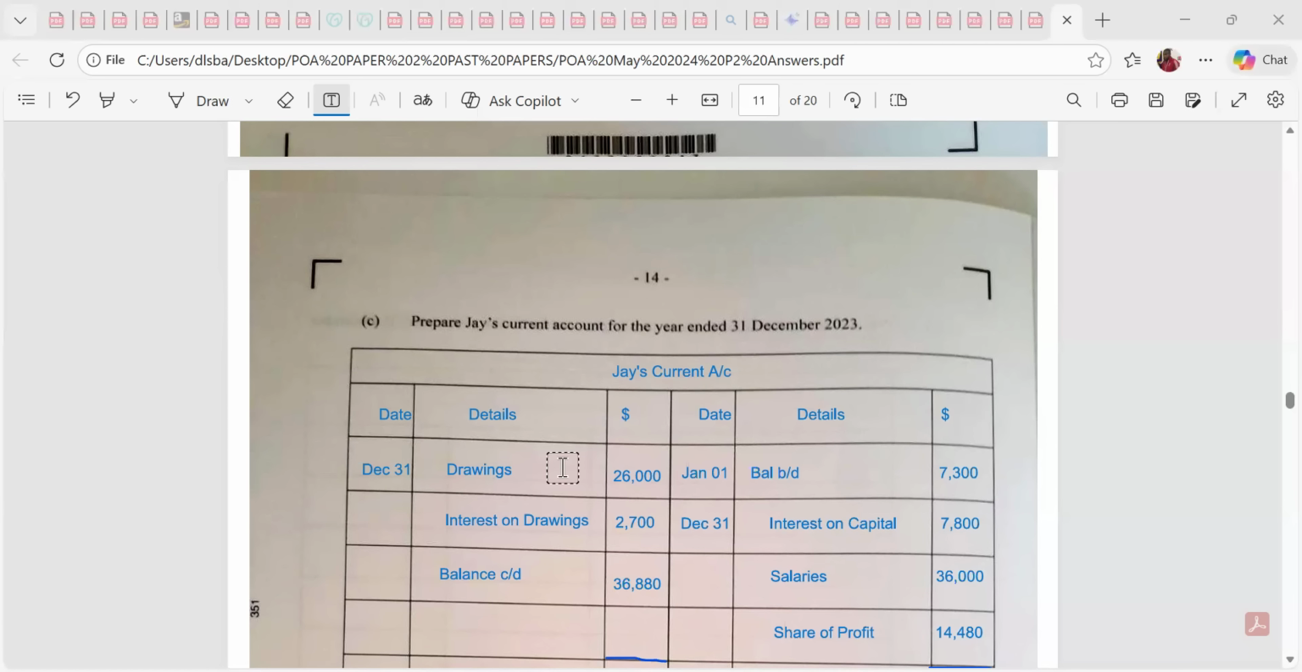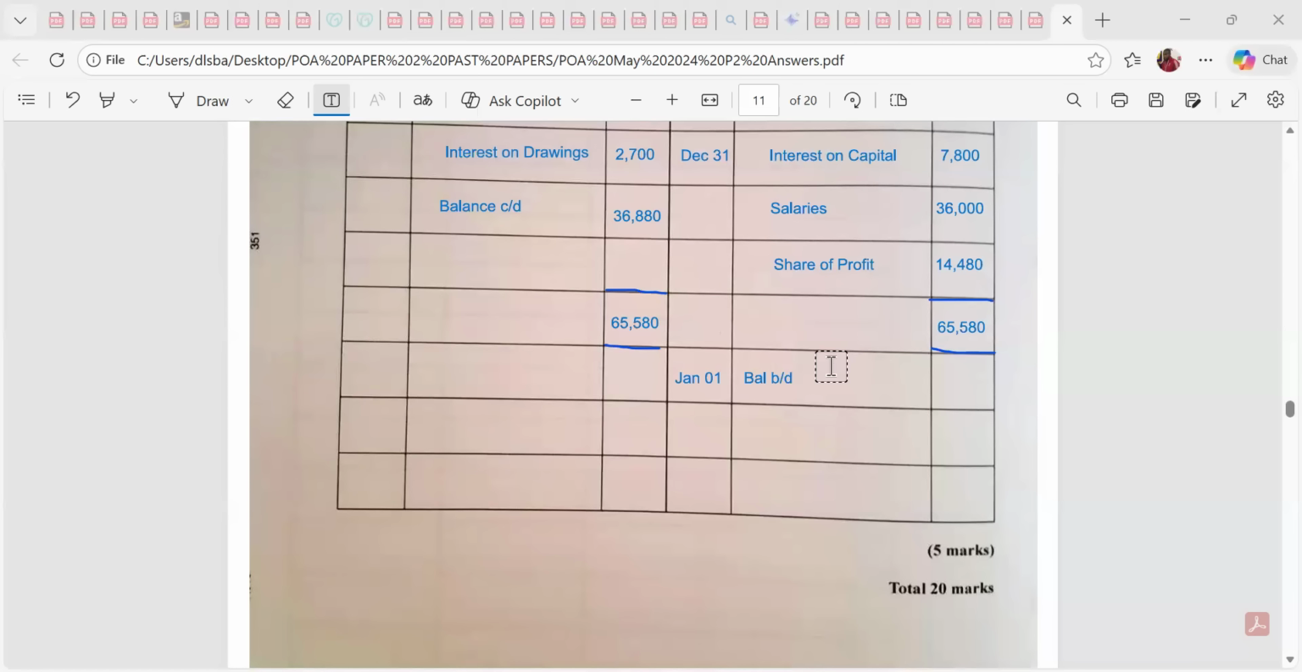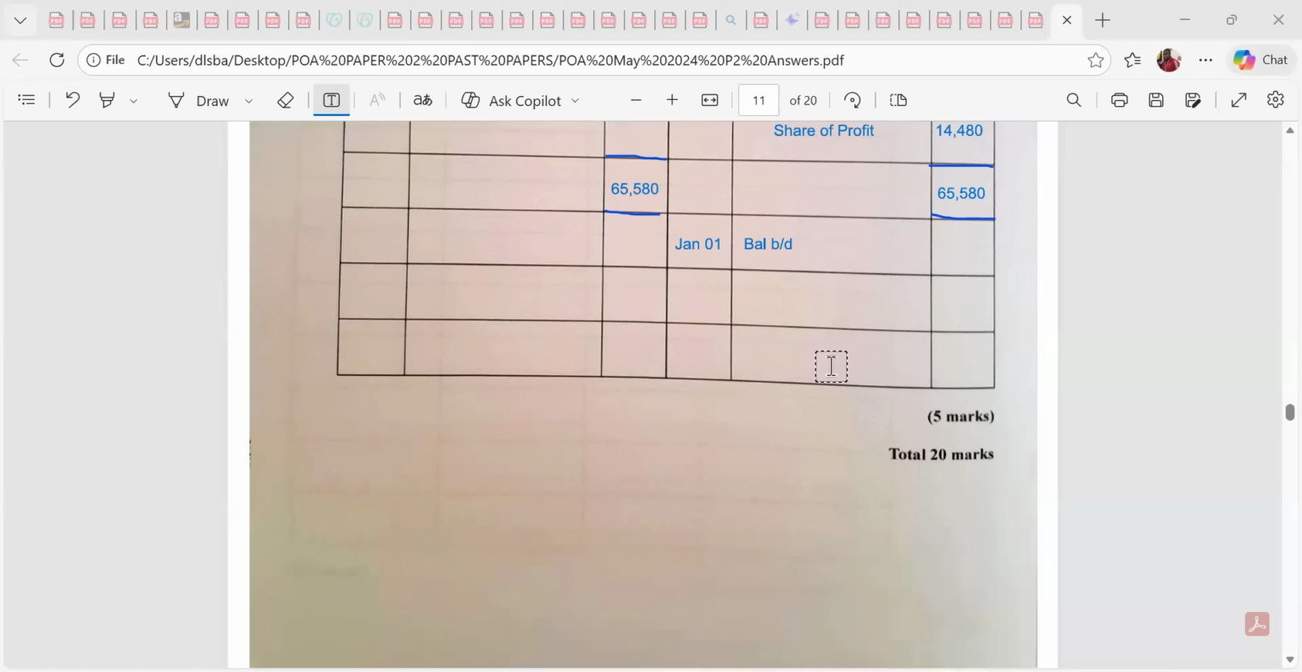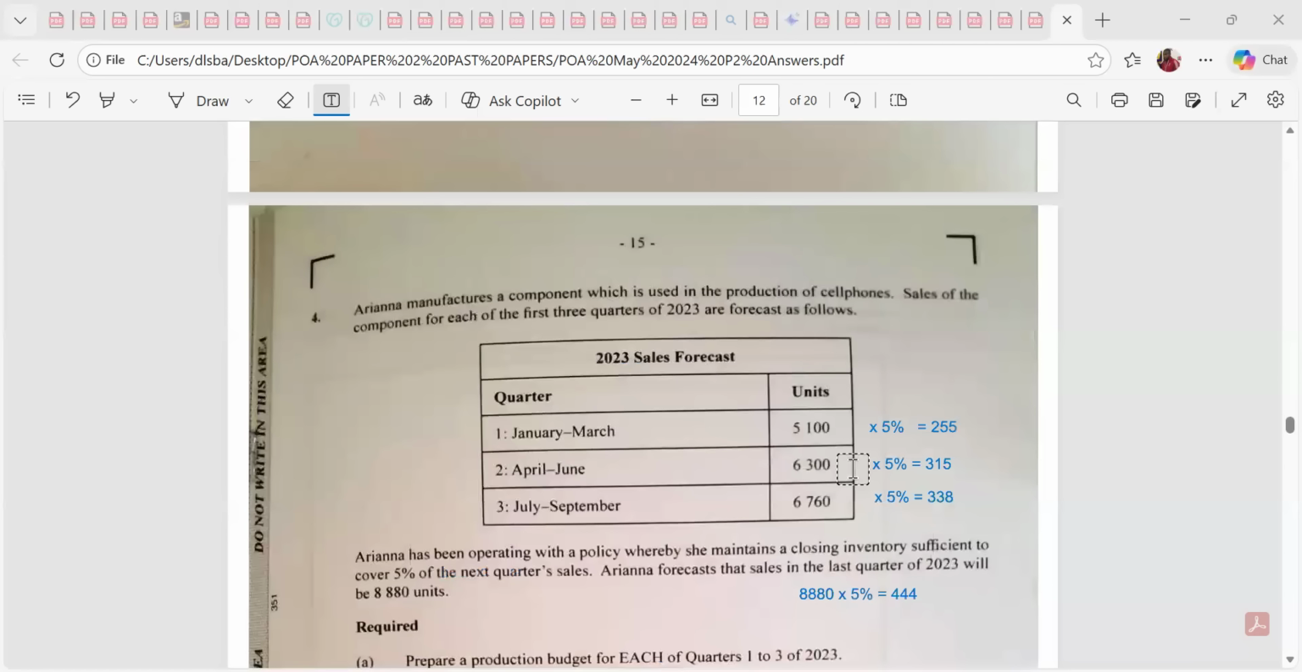Any money that is coming out from the partner will go on the debit side. So the drawings and the interest on drawings will be on the debit side. Then you do your balance carried down and balance brought down like you normally do. And that's the end of it. That's number 3. Let's go to number 4.